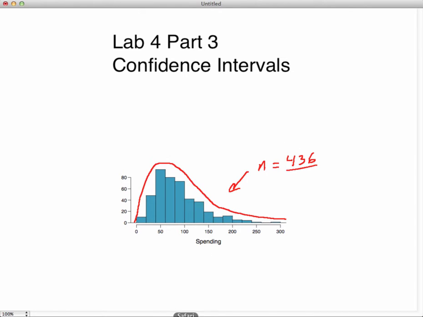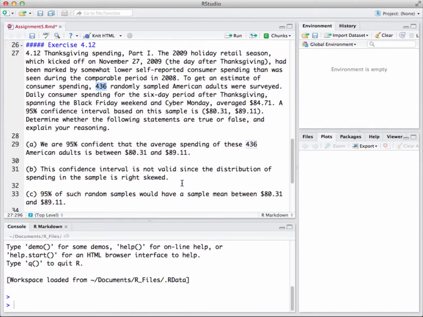All right, let's get back to our studio here, and let's go read the actual questions. All right, so question 1, we are 95% confident that the average spending of these 436 American adults is between $80.31 and $89.11. Okay, so pause this for just a second and take a stab at answering that. Write your answer down before you listen to the results. See what you think. Okay, so we're back.